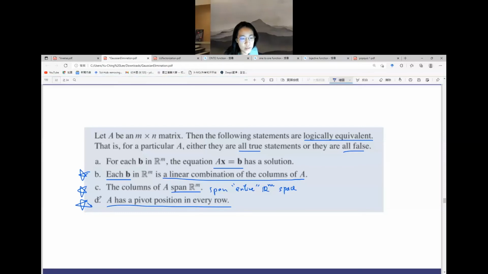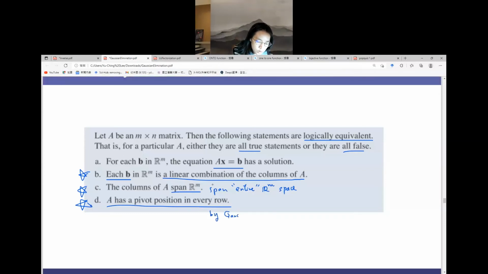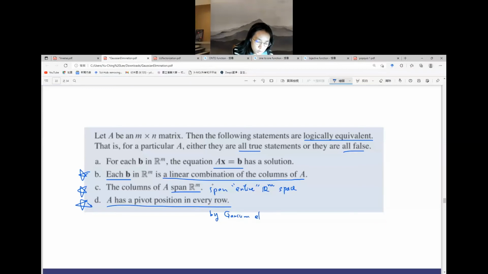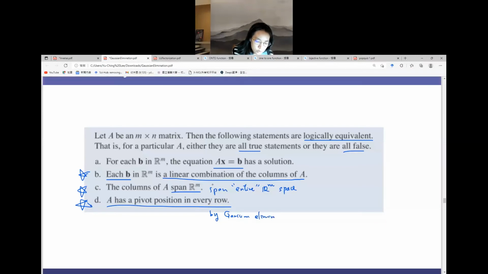And for statement D, A has a pivot position in every row. That's by Gaussian elimination. By Gaussian elimination, I'm able to tell where the pivot positions are, and then count if every row contains a pivot position. If that is the situation, then I know that the linear system Ax = b has a solution.